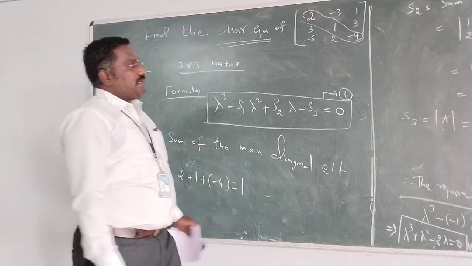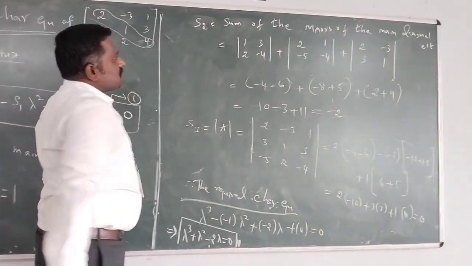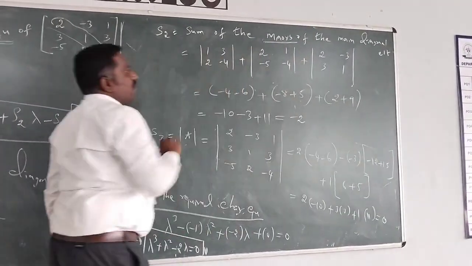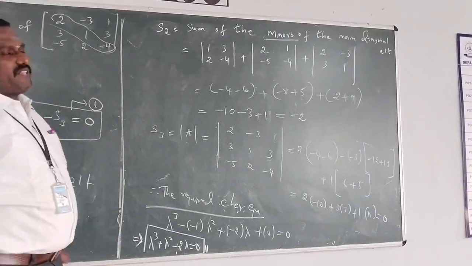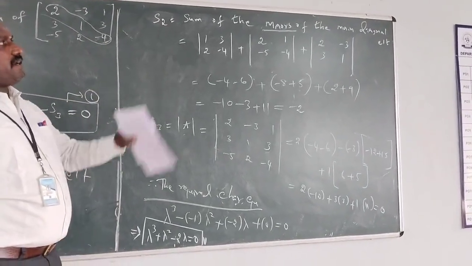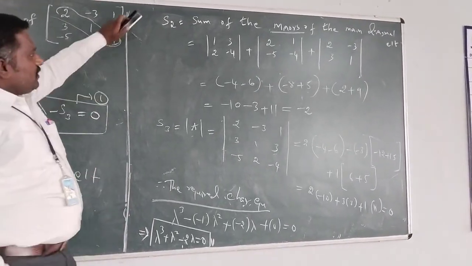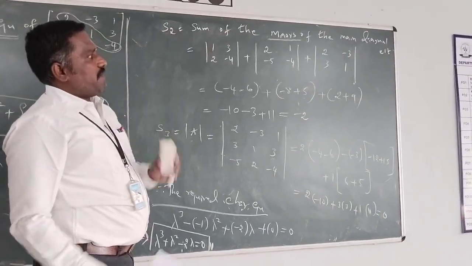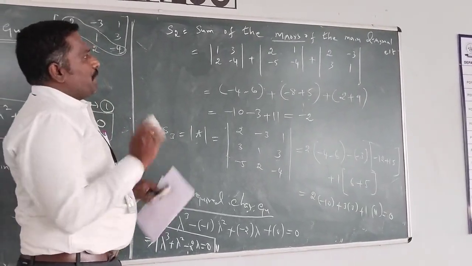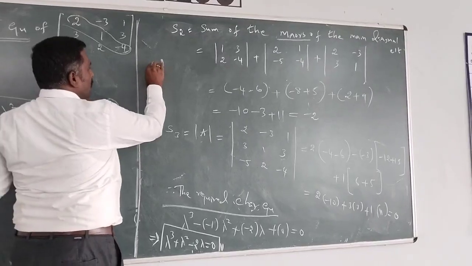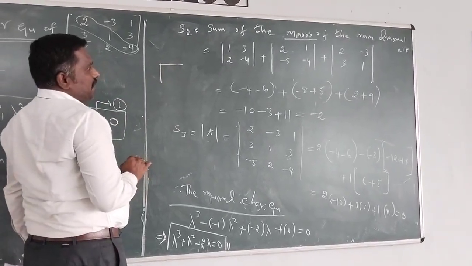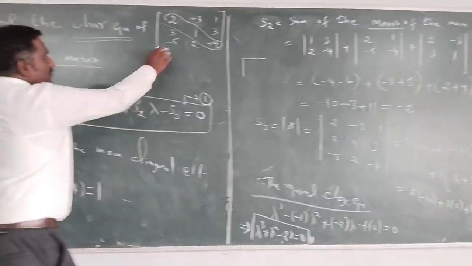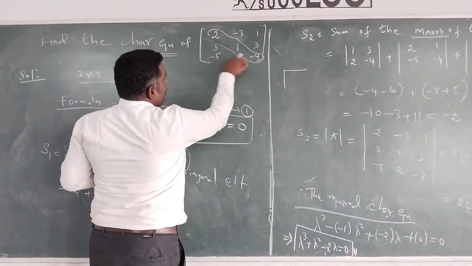Next, you find S2, which is the sum of the minors of the main diagonal elements. The word minor is very important. Once again, S2 is the sum of the minors of the main diagonal elements. What is the meaning of minor? Deleting one row and one column gives a minor. Here in our matrix, these are the main diagonal elements.